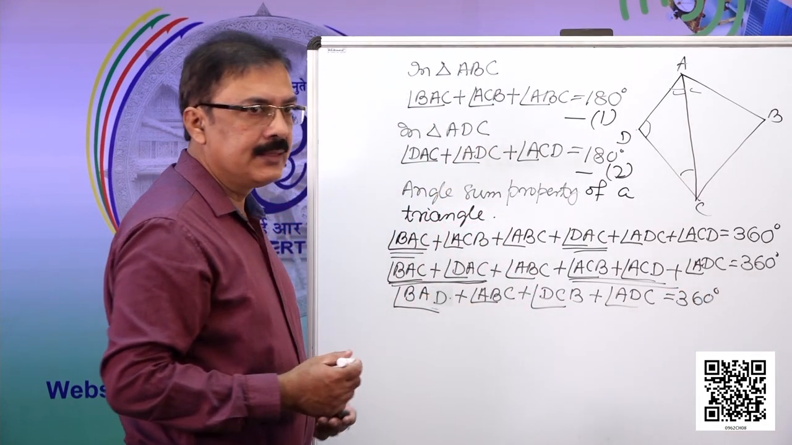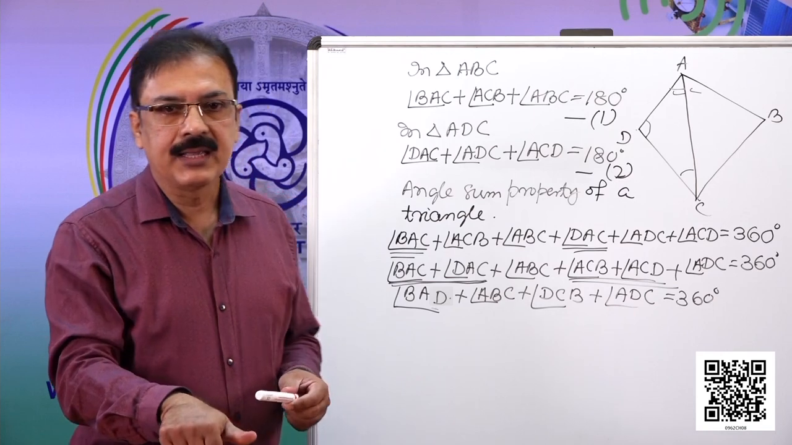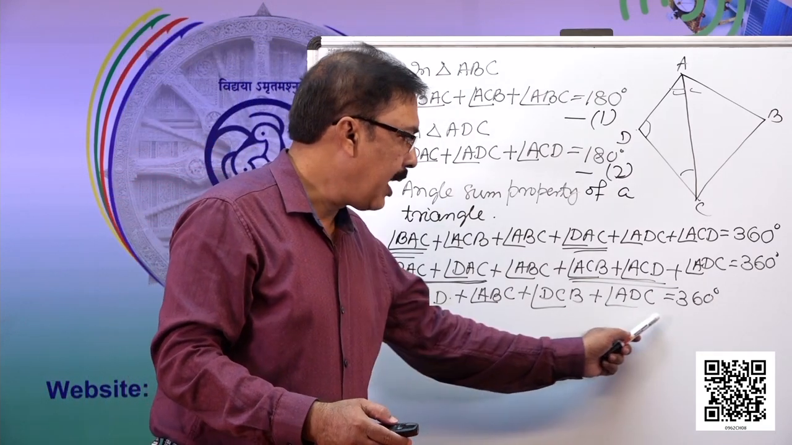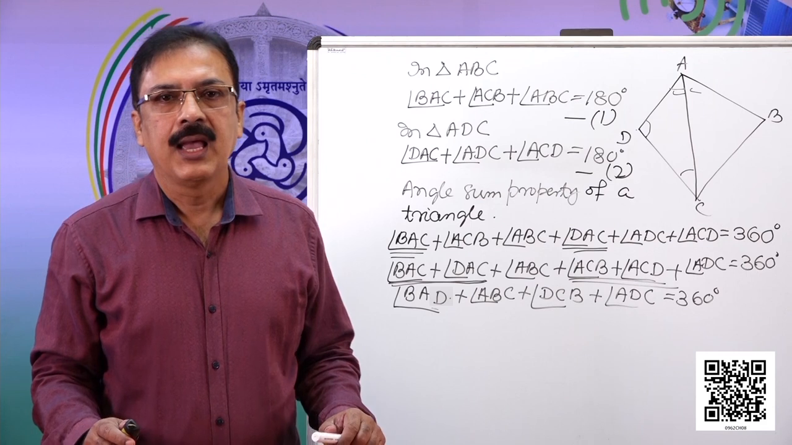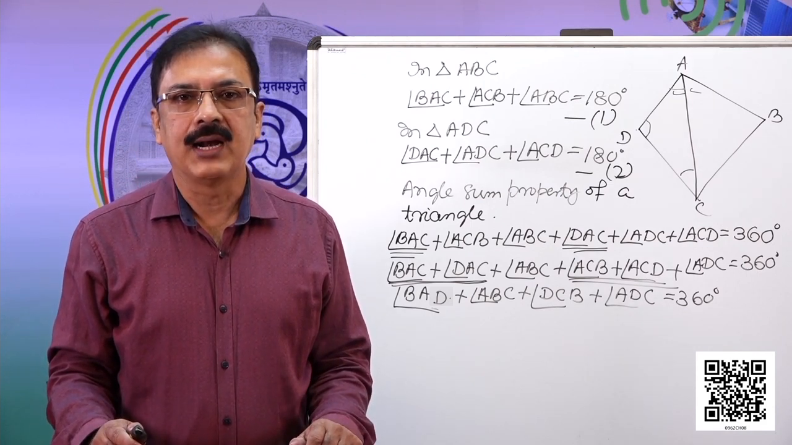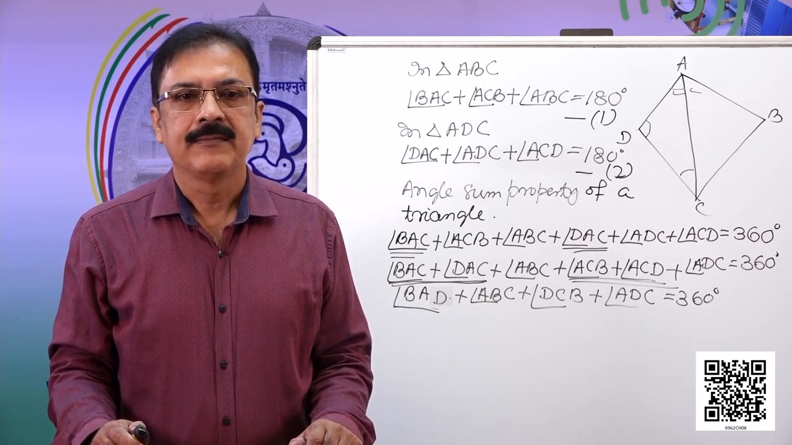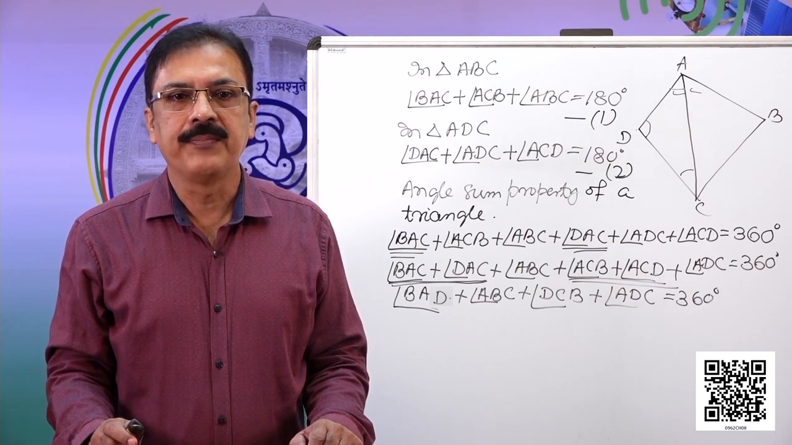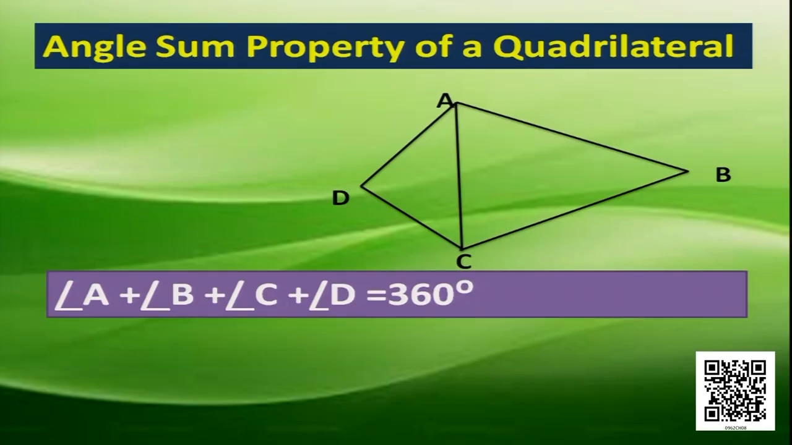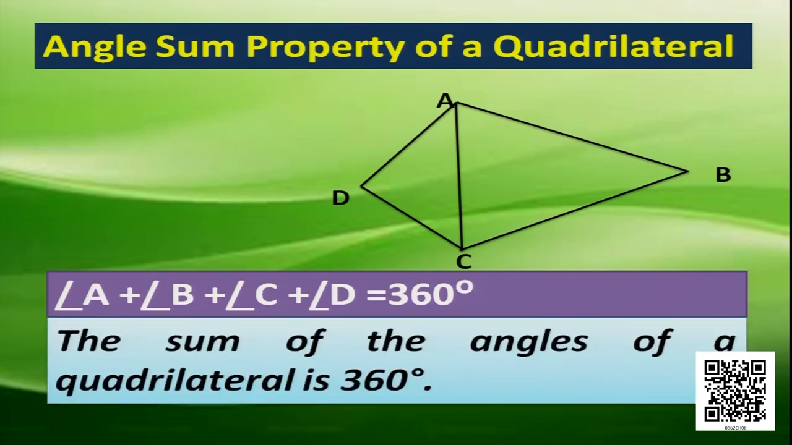Now, we can see that these four angles are nothing but the angles of the quadrilateral. So, we can write that angle A plus angle B plus angle C plus angle D is equal to 360 degree. From this, what do we get? What information can we say about a quadrilateral? We can say that the sum of the angles of a quadrilateral is 360 degree.